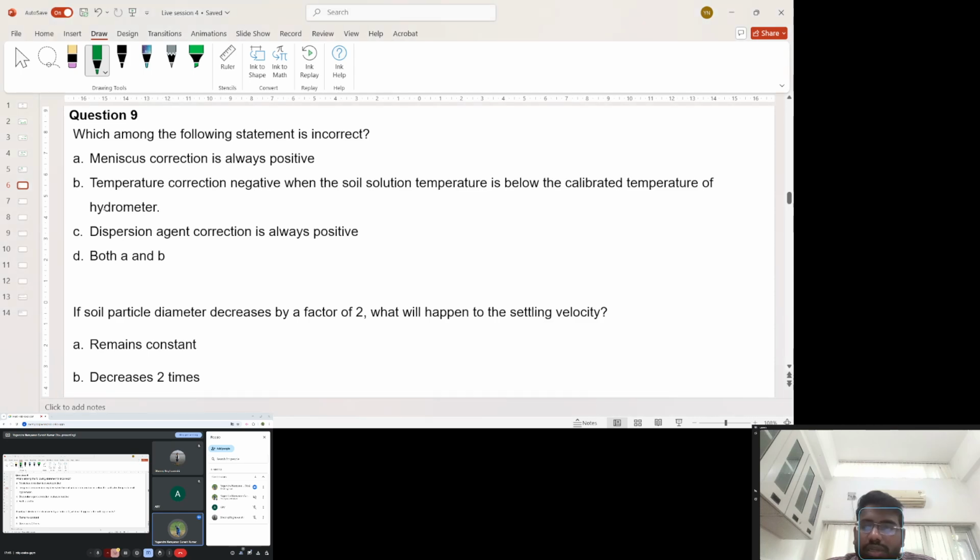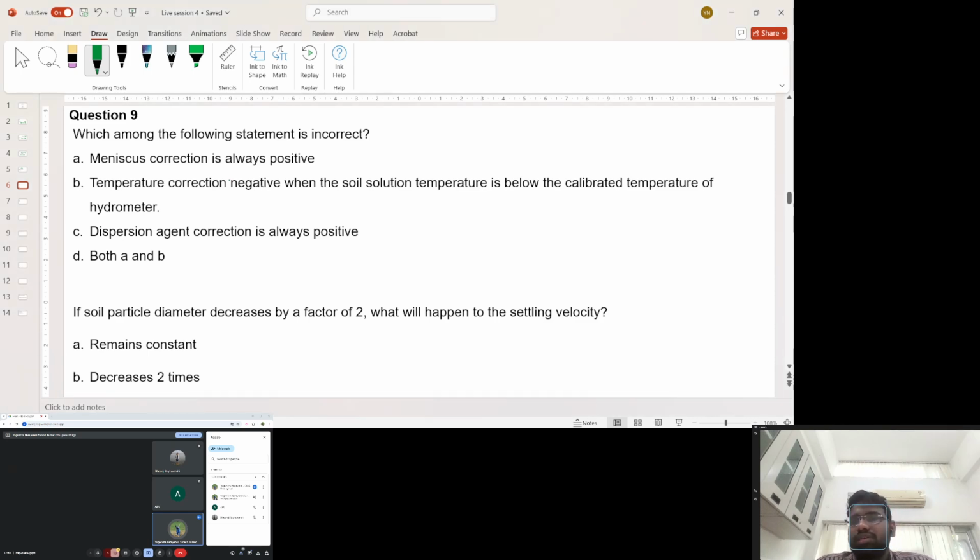So coming to the next question, which among the following statements is incorrect? Meniscus correction is always positive. Temperature correction is negative when the soil solution temperature is below the calibrated temperature of the hydrometer. Dispersion agent correction is always positive. Both A and B.